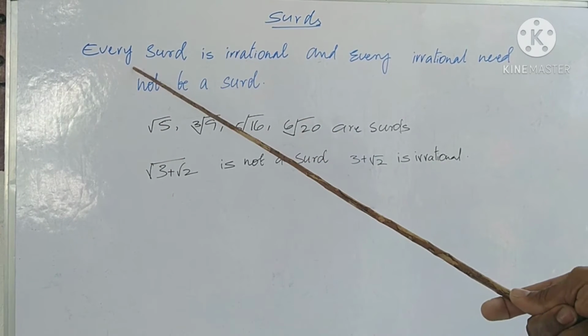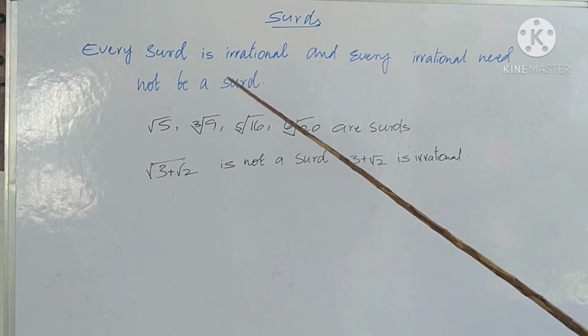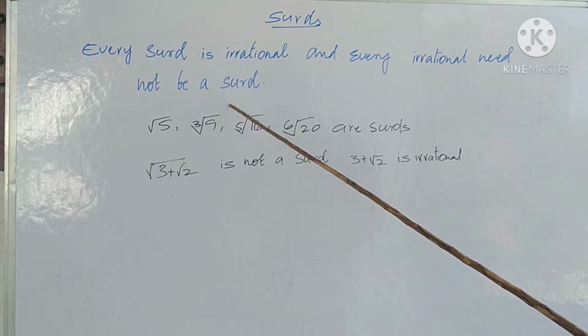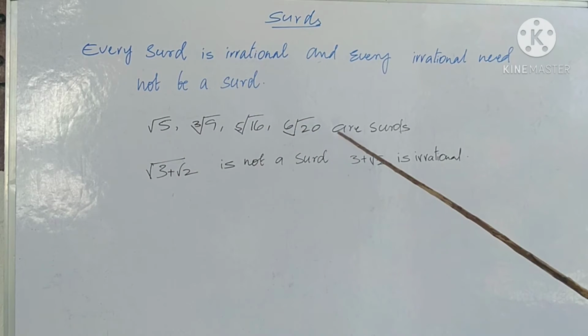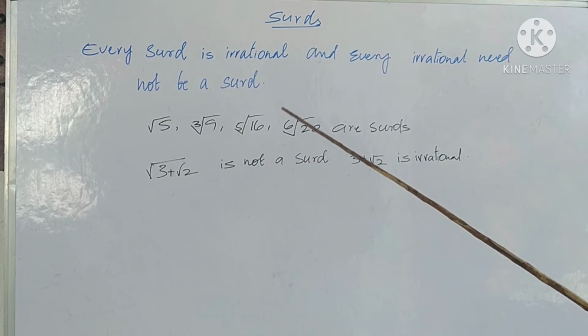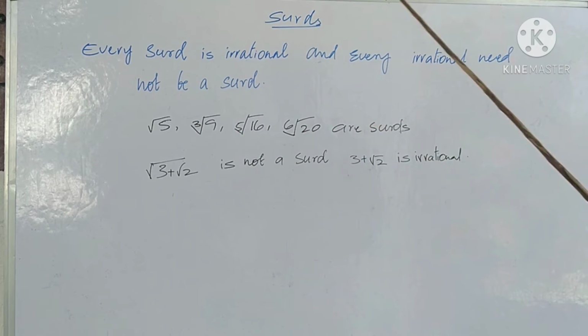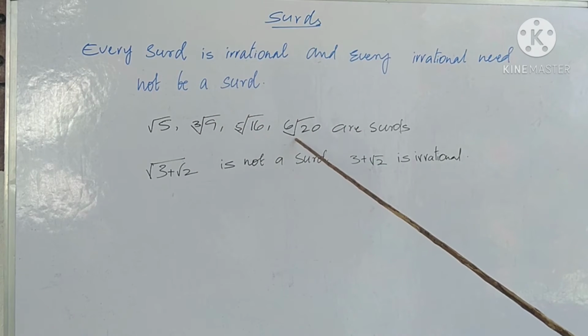So every surd is irrational, and every irrational need not be a surd. You got my point? Okay, these are examples of surds. Here root 5, cube root of 9, fifth root of 16, sixth root of 20 are surds. Here the orders are 2, 3, 5, 6.